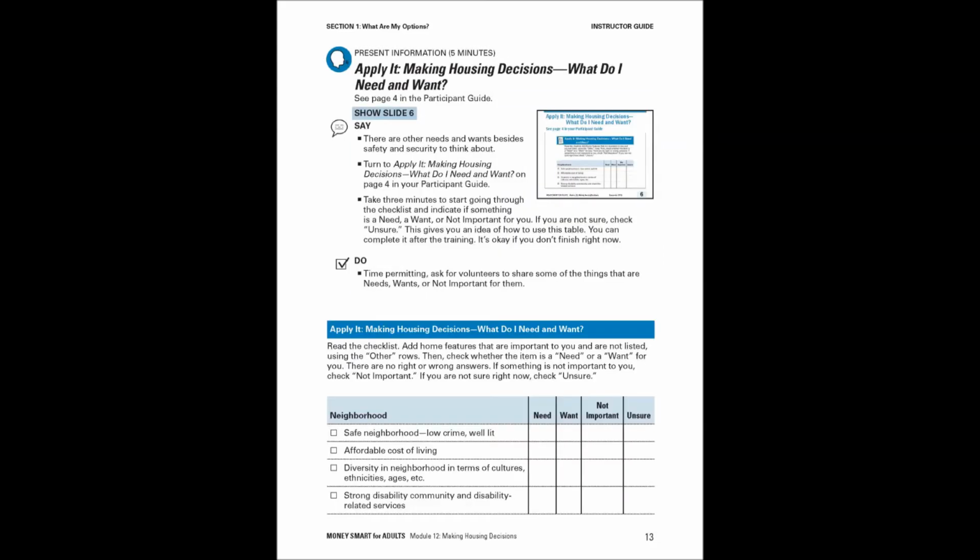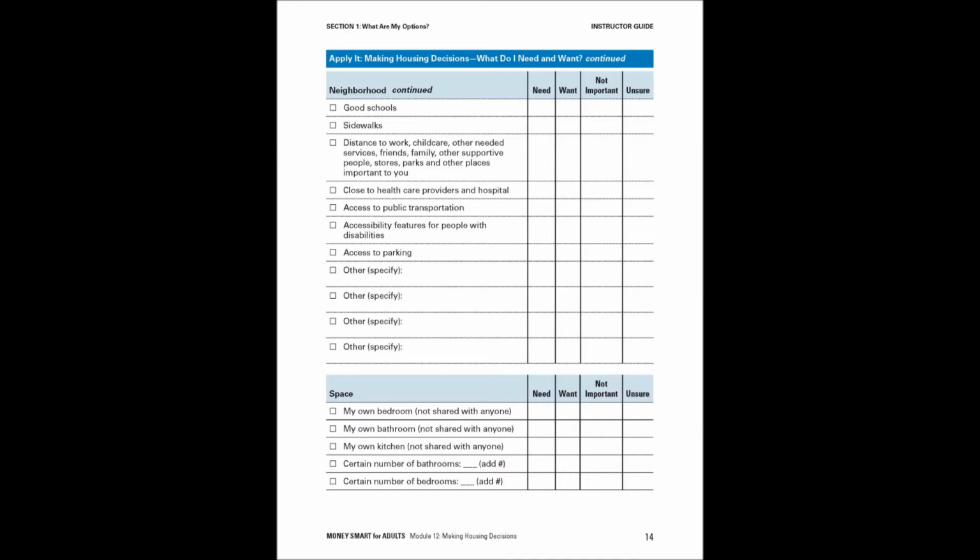Immediately following that, we're going to go into the apply it activity, making housing decisions. What do I need and want? This is a really cool checklist around these particular things because you're having the participants think about some areas here. They're going to be thinking about their neighborhood, the actual space, and affordable features.